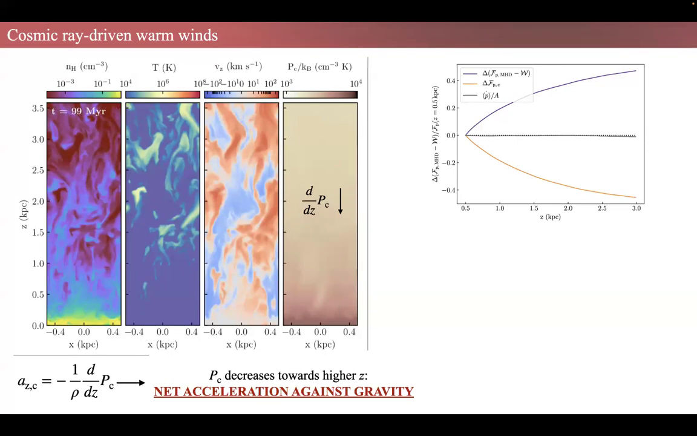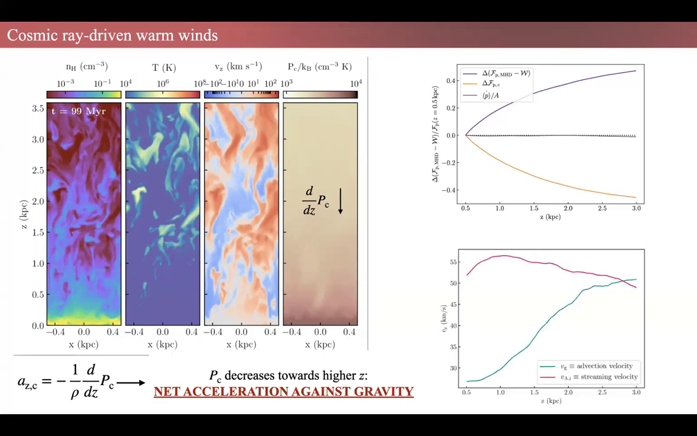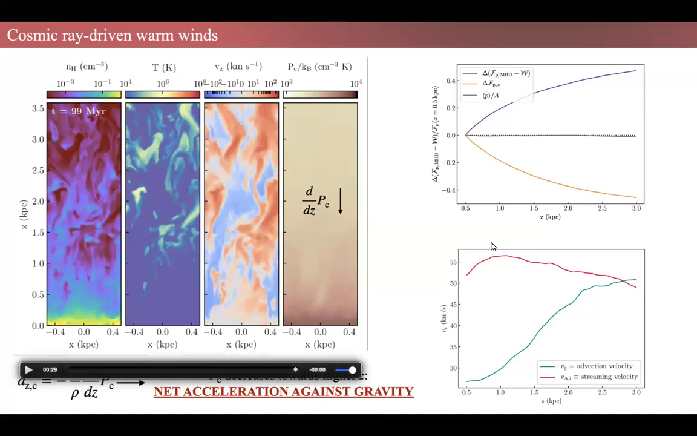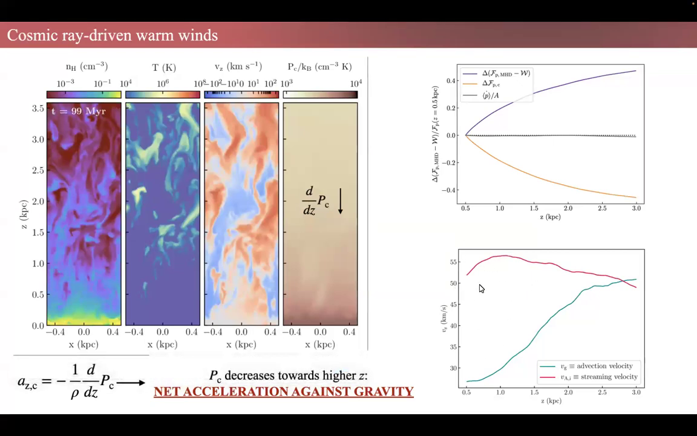Now, what is the difference with respect to the previous simulation where cosmic rays were not able to accelerate the gas? So again, let's think of the main process driving cosmic ray transport here. This plot shows the average vertical profiles of gas advection speed and streaming speed. And you can see that at least at low latitudes, streaming largely dominates over advection.